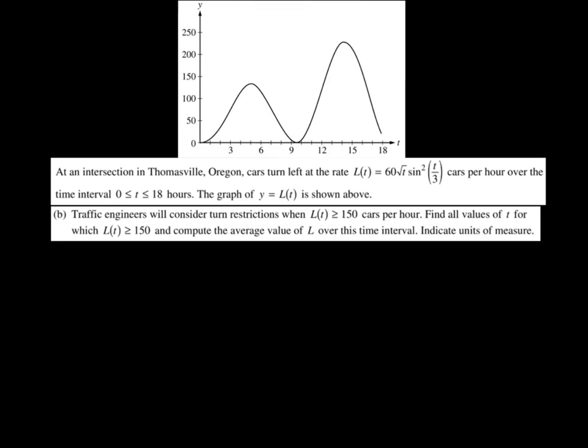Okay, so let's take a look at this. We are talking about when L of t is greater than or equal to 150. So if I were to draw in that line, this is when L of t is equal to 150. Between those two values is the time when the L of t function is larger than 150. So definitely I need to find those two points of intersection, and I'm going to store those in my calculator and find their values. So everyone go ahead, pause your video.